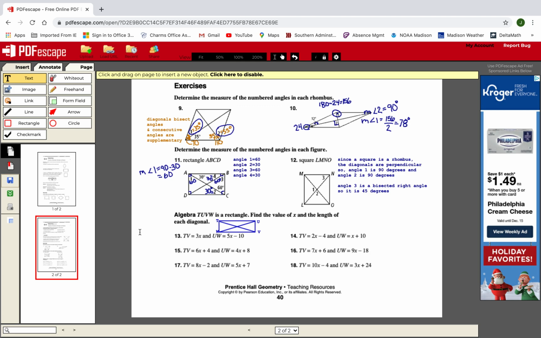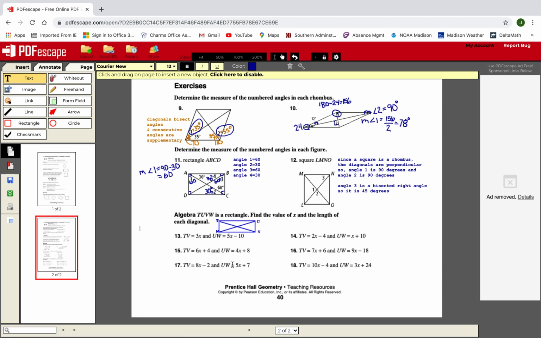Okay, so for 13, we are going to set 3x equal to 5x minus 10. Okay. And we are going to subtract 5x from both sides. Okay, and that's going to give us negative 2x equals negative 10. We're going to divide both sides by negative 2 and get that x equals 5.